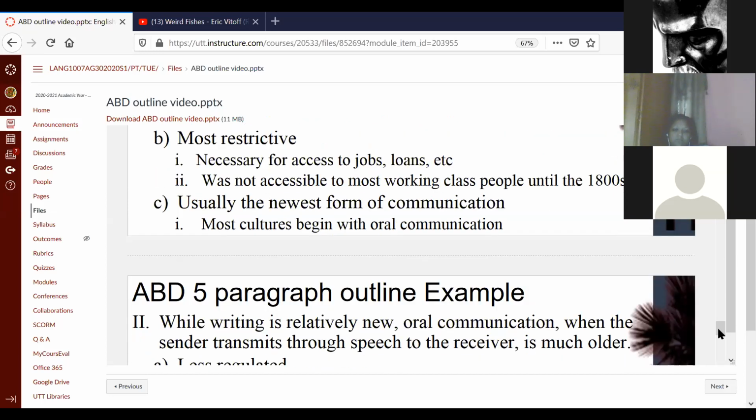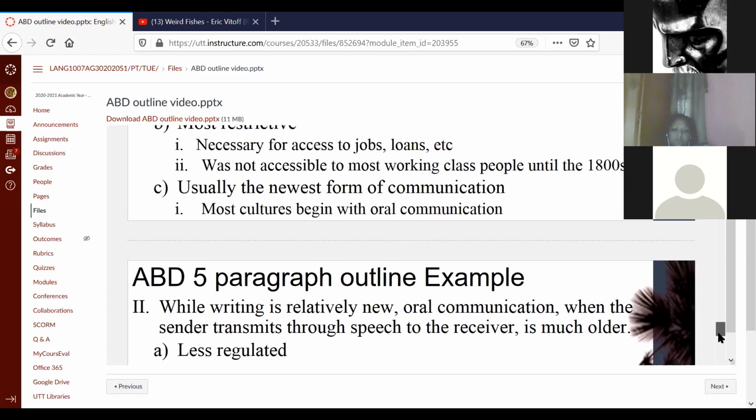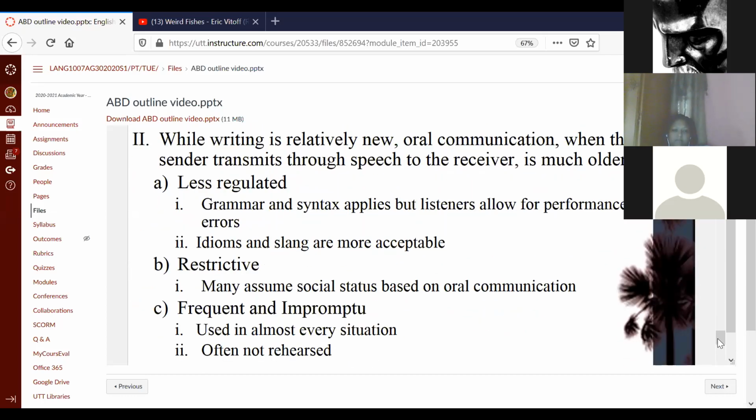So now, having explained that, people get a general idea of, oh, okay, this is communication in a written form. And it is about sending a message and how that message is sent in a written form. Okay, I get that. And then the second paragraph, we will look at oral communication. So while writing is relatively new, oral communication, when the sender transmits through speech to the receiver, is much older, right? So I'm explaining now another way of communicating.